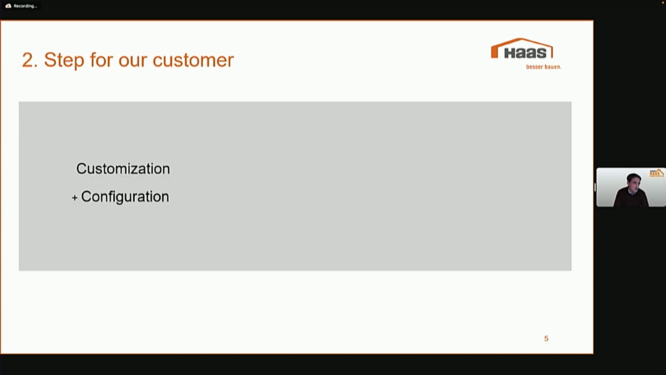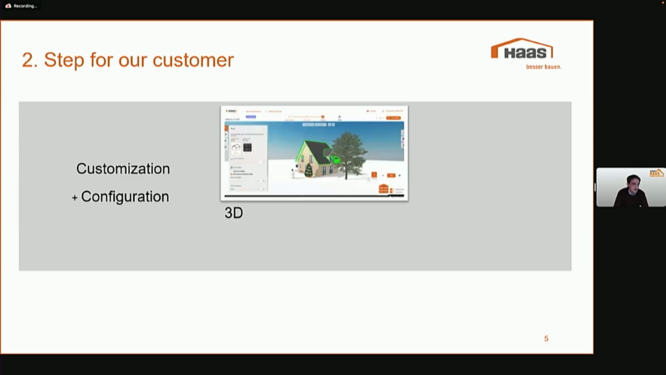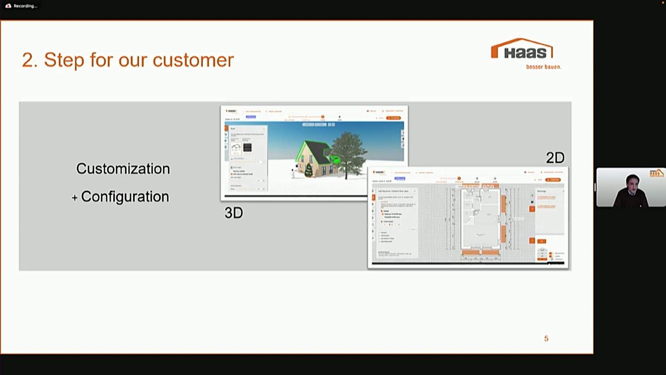The second step is that the customer can customize and configure his house in 3D, like on the picture on the slide, and in 2D. For sure, behind the 3D and the 2D is one model, and the customer can always switch between both views. All changes are done simultaneously, and written right into the database behind it.